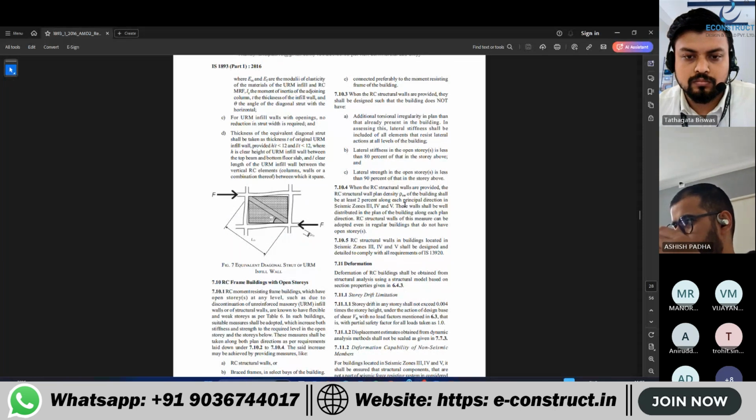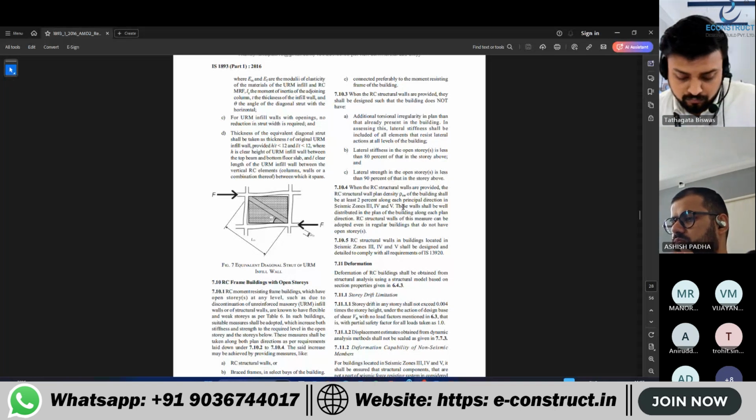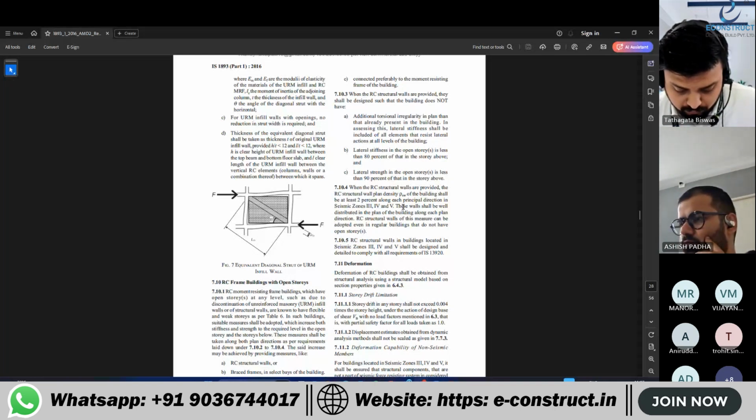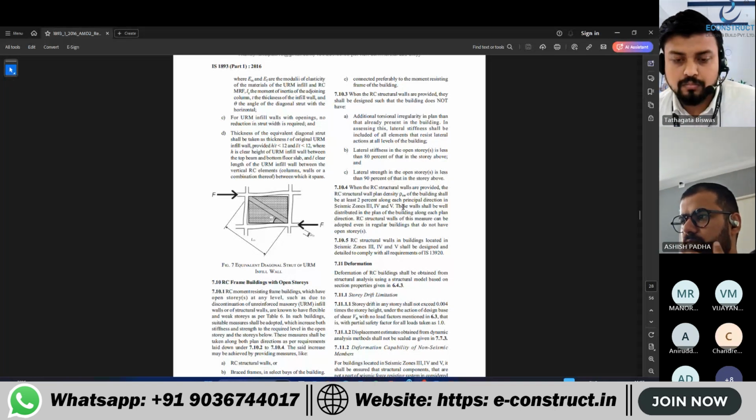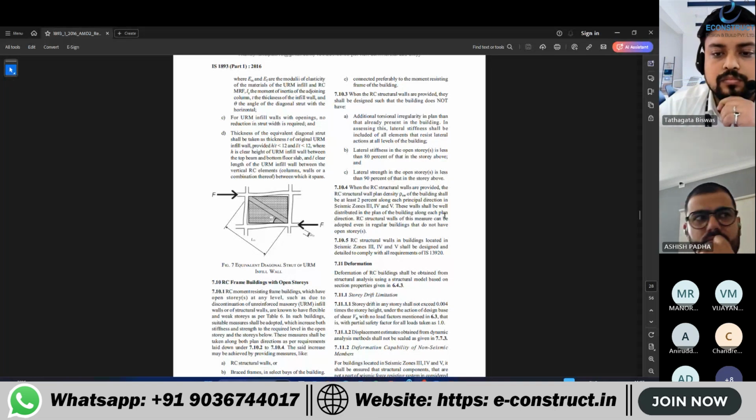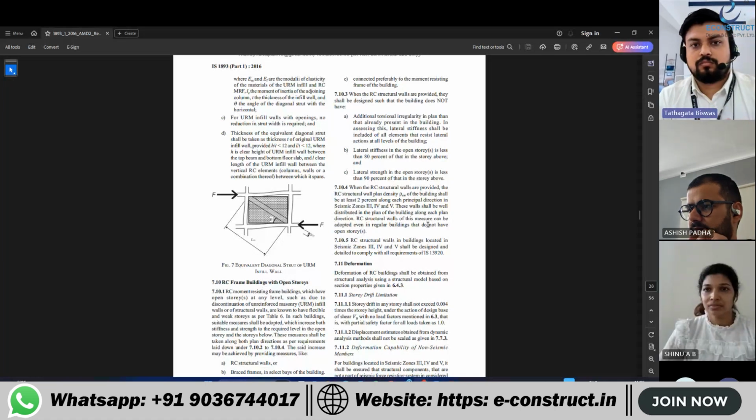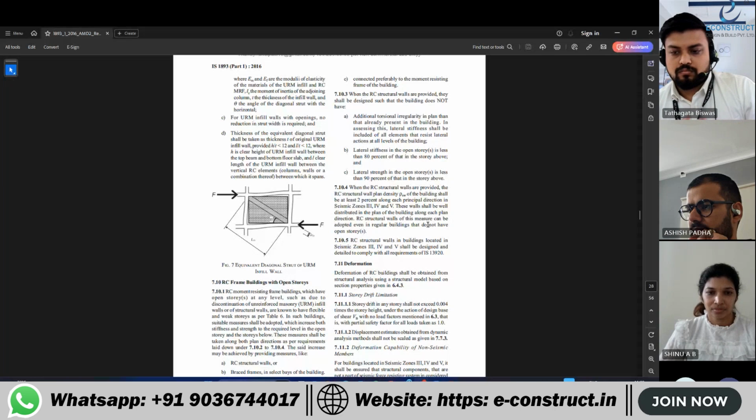Then 7.10.4. When the RC structural walls are provided, the RC structural wall plan density PSW of the building shall be at least 2% along each principal direction in seismic zones 3, 4, and 5. These walls shall be well distributed in the plan of the building along each plan direction. RC structural wall measure can be adopted even in regular buildings that do not have open story.